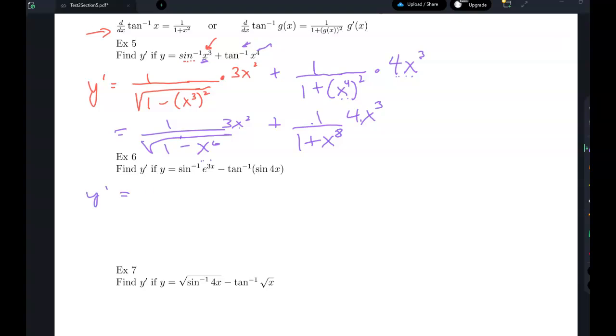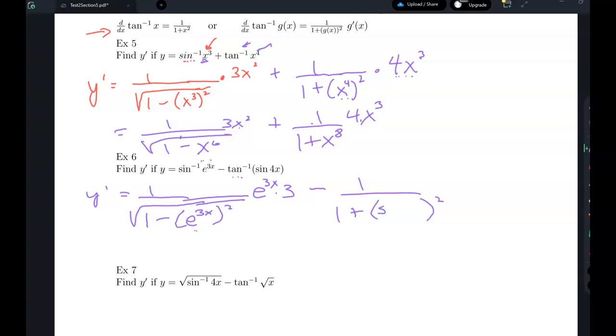Okay, let's do it again. So y prime is 1 over the square root of 1 minus stuff squared. The derivative of e to the 3x would be e to the 3x times a 3. And then minus the derivative of arctan, 1 over 1 plus stuff squared, and that's sine of 4x. Now it's our turn to take the derivative of sine of 4x, which is cosine of 4x times 4.